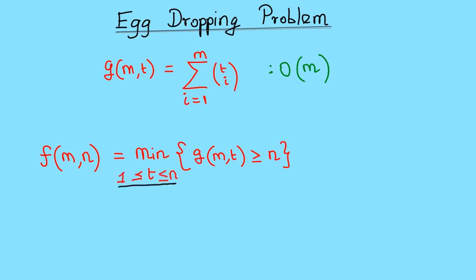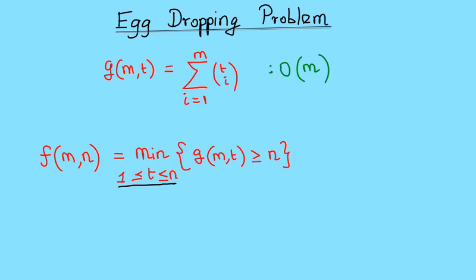So we can simply do the linear search, checking g(m, 1), then g(m, 2), and so on till we get g(m, t) greater than or equal to n. This can be done in big O of n steps, and each of the g(m, i) values can be calculated in big O of m time. So f(m, n) can be calculated in big O of m times n time, which is the improvement over big O of m n log n that we got in the dynamic programming. But we can do better.